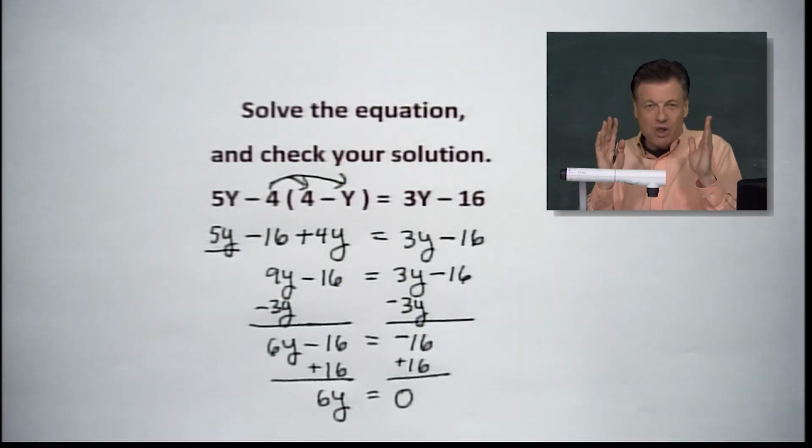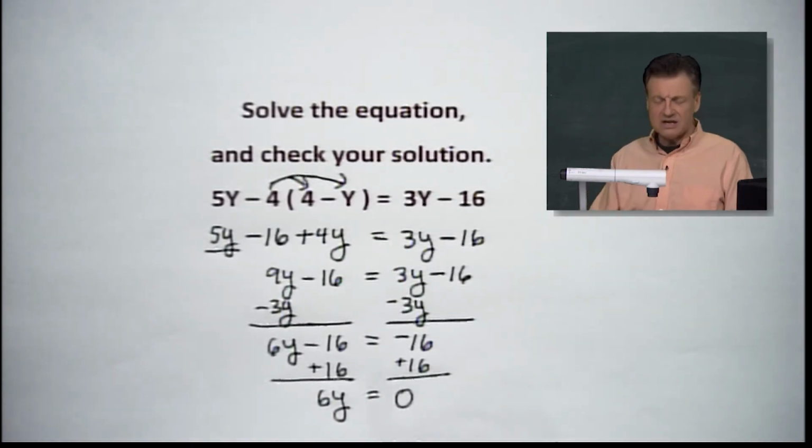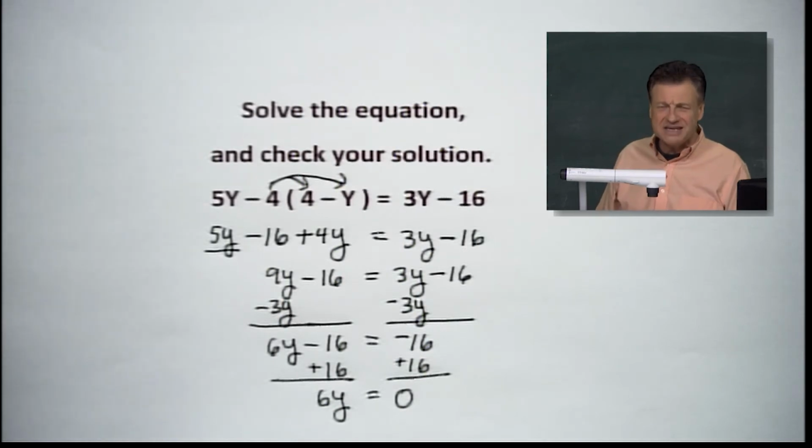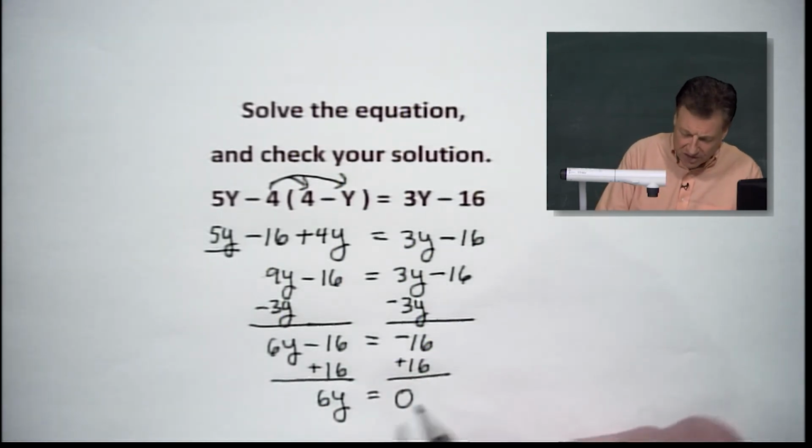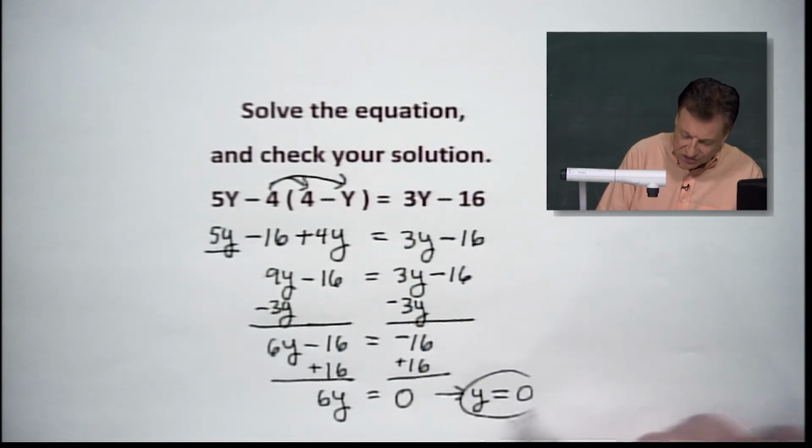Now, don't go and blow it again, when you say, oh, we're going to divide 6 into 0, and it goes 6 times. It doesn't. 6 times 6 is 36. I need a 0. So on this one, this simply goes out to y equals 0.